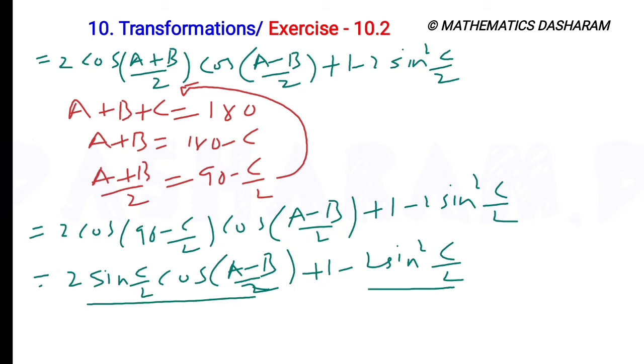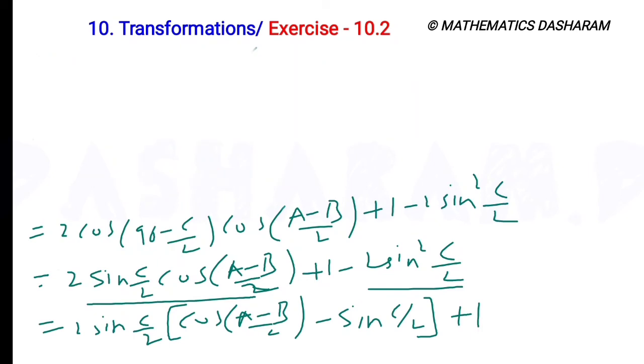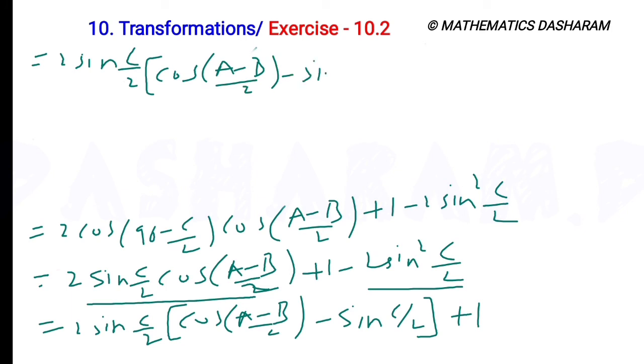From these two terms we can take 2 sin (c by 2) common. So take the bracket, cos ((a minus b) by 2) minus sin (c by 2), and here is a 1. So it is equals to 2 sin (c by 2) into cos ((a minus b) by 2) minus sin (c by 2), which can be written as 90 minus bracket of (a plus b) by 2, bracket close, plus 1.